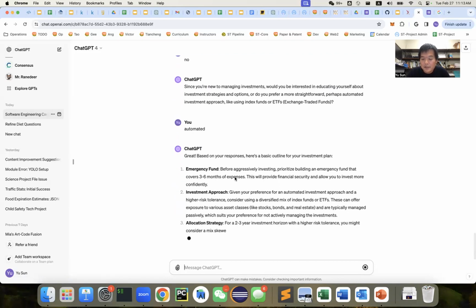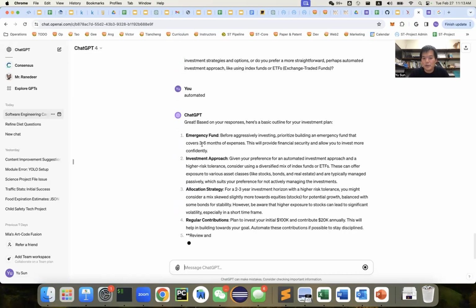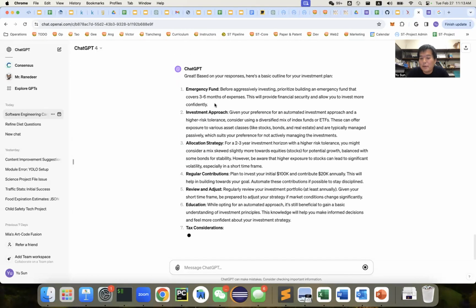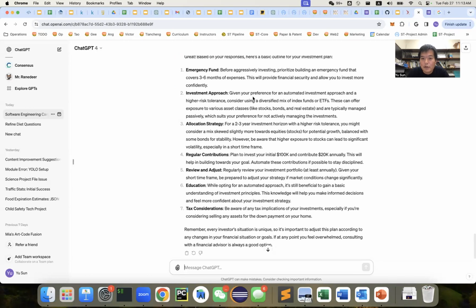Okay, so this is what a lot of financial advisors will tell you: just in case something happens, you want to make sure you have enough money to live for 3 to 6 months. Just look at it every month, how much expense you have, and then times 3 or 6. An investment approach, so we want to automate it. So they're gonna suggest us to do a higher risk.